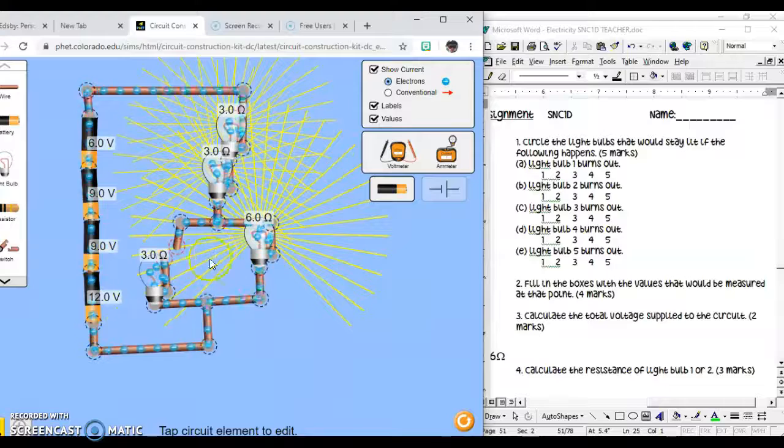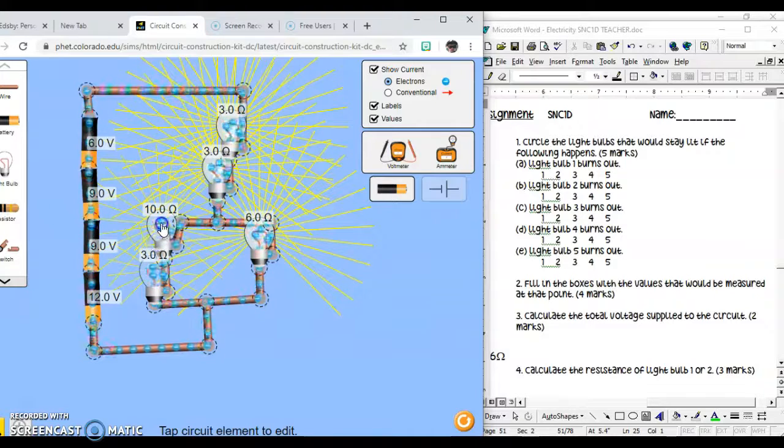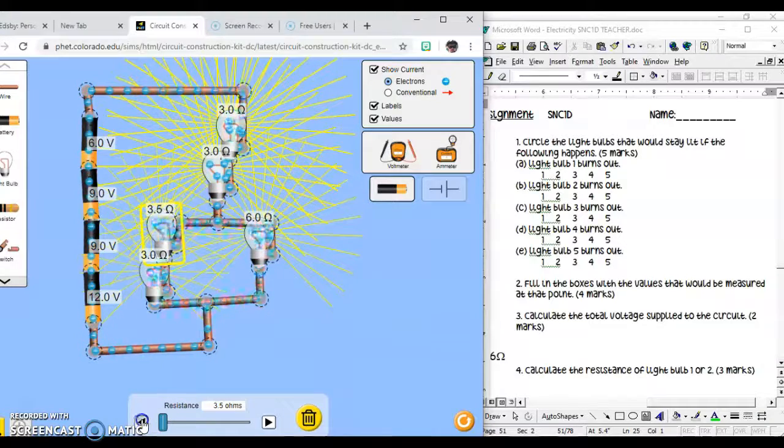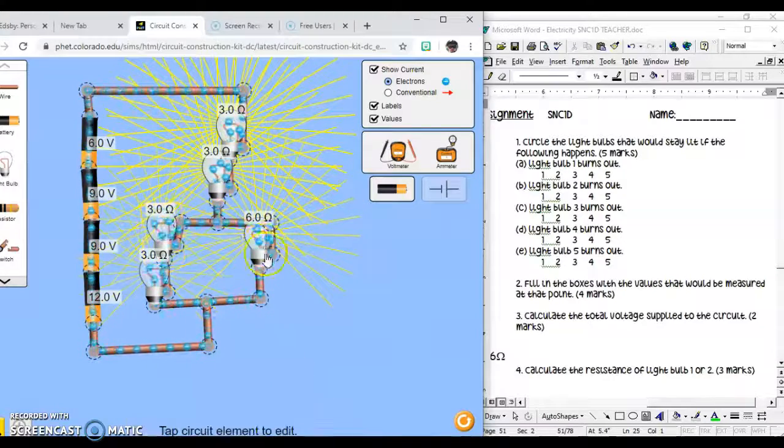If light bulb 3 burns out, that means 4 stops working because the electrons can't get to it, but 1, 2, and 5 will continue to function. And if 5 burns out, then this side will go out and these 4 will continue to function because there is still a path for the electrons to get through.